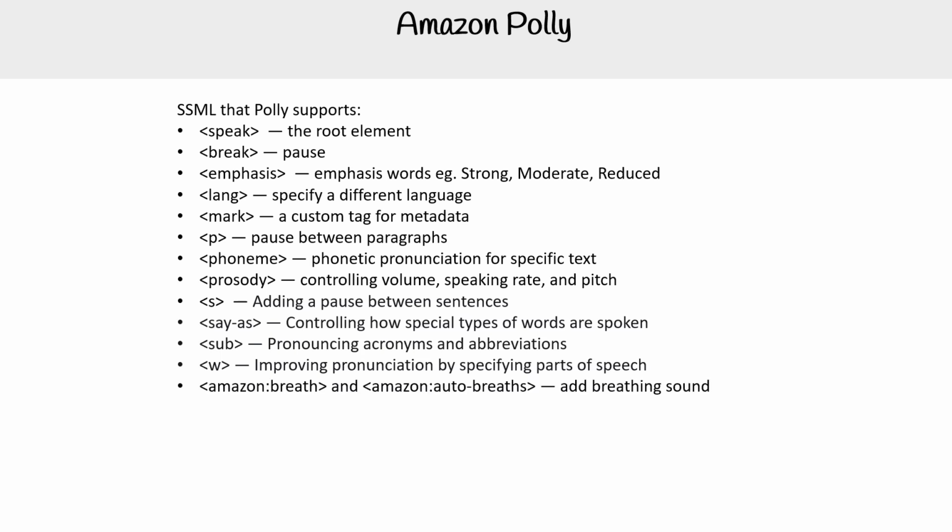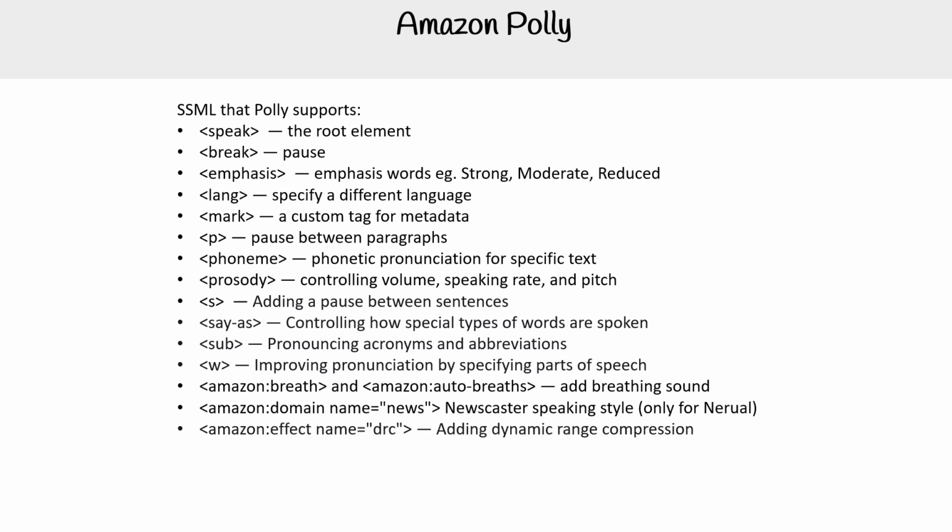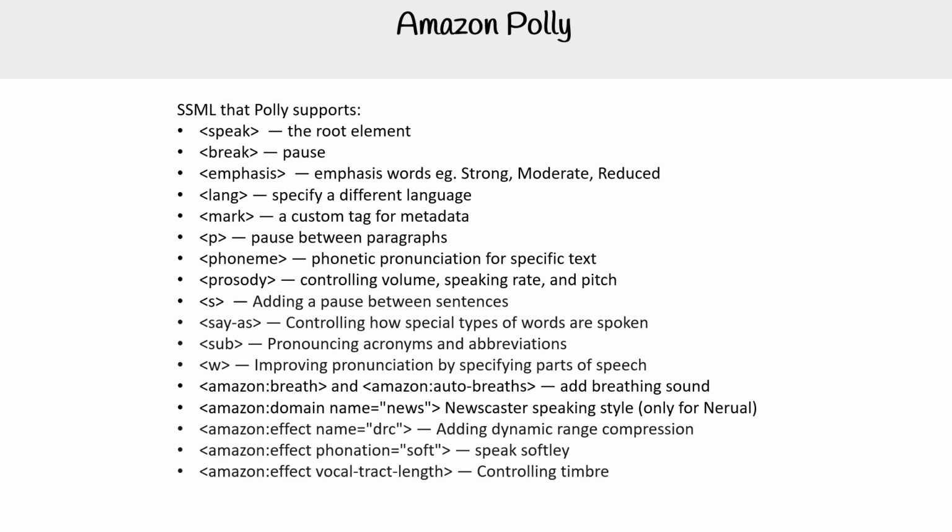Pauses between sentences, controlling how special types of words are spoken, acronyms or abbreviations, improving pronunciation by specifying parts of the word, adding breaths, that's Amazon specific, adding the newscaster speaking style, which is only for neural, adding dynamic range compression, speaking softly, controlling timbre, whispering. Obviously, the ones on the end are Amazon specific. Different engine types will support different tags. So I'm showing all of them here, but you're going to find it's going to completely vary depending on what you're doing. But there you go.